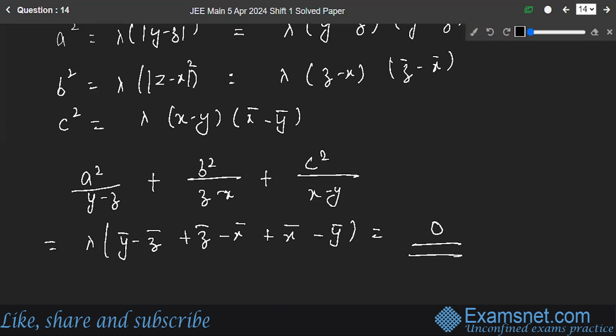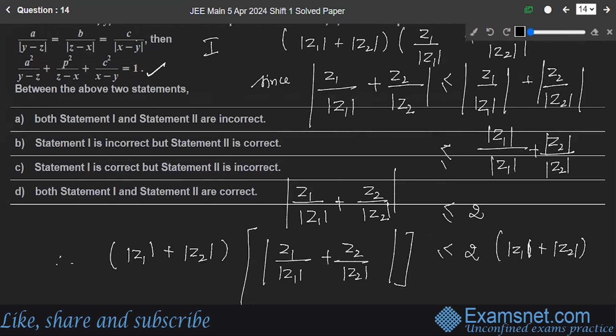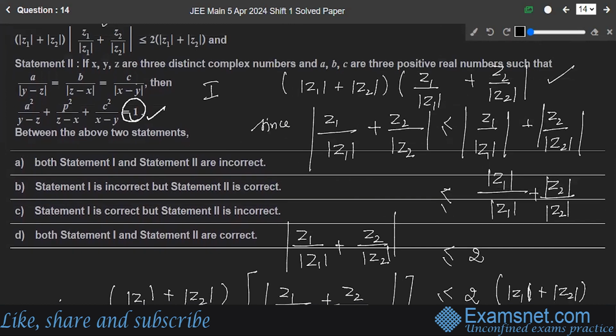That means this is in the question, it is given that this is equal to 1. But the answer we got is this is equal to 0, which means statement 2 is wrong. That means statement 1 is correct, but statement 2 is incorrect. Option C is the right answer. Hope you got that. Let's move to the next question.